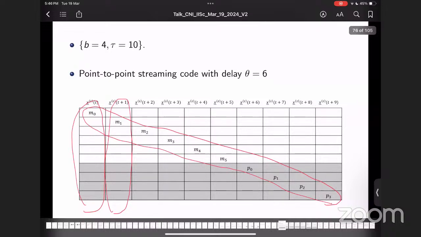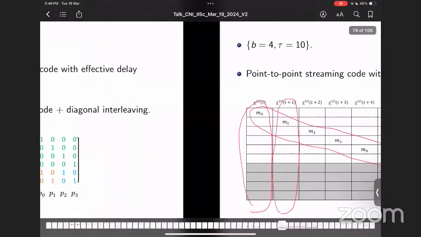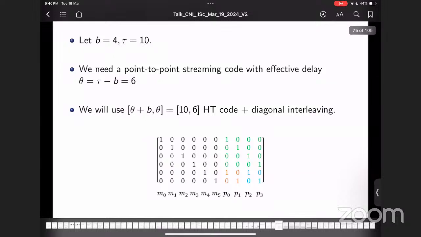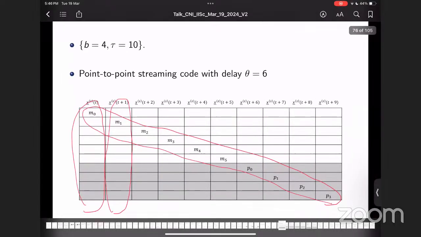So clearly, if you look at the rate of the source, it's going to be theta over theta plus b, which is nothing but 6 over 10, and that's the optimal rate, theta over theta plus b. So at least for the source case, we are matching the rate. Now our goal is that even for the relay to destination encoding, we should have a rate which is 6 over 10, so that the scheme is optimal.